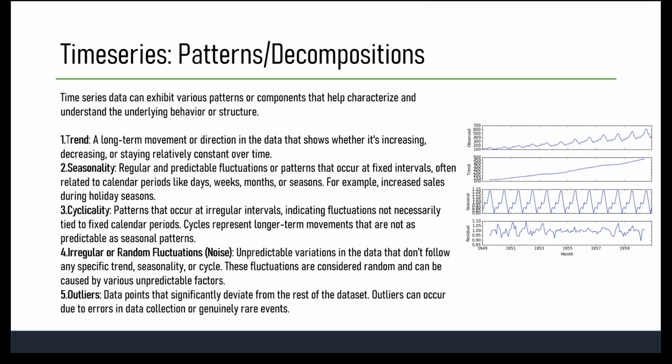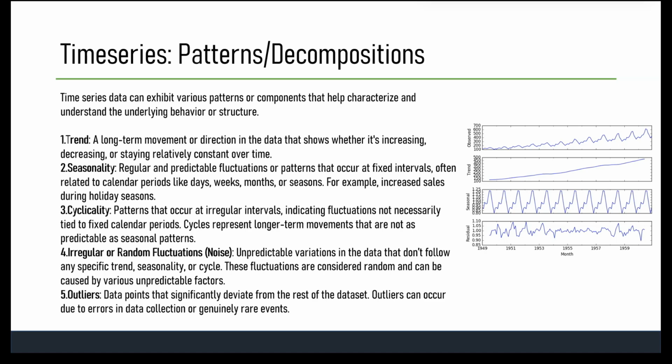Then we have irregular or random fluctuation, also called noise, or residual. This is the last one. These fluctuations don't follow any specific trend, seasonality or cycle, and are considered random or unpredictable. Irregularities can be caused by various unforeseen factors, errors in data collection or truly random occurrences. Recognizing and filtering out noise is essential to focus on underlying patterns and make accurate predictions or analysis.